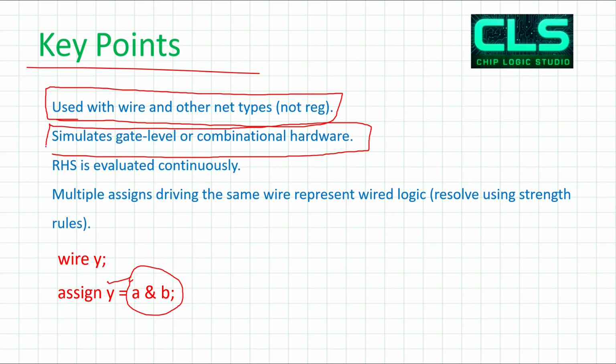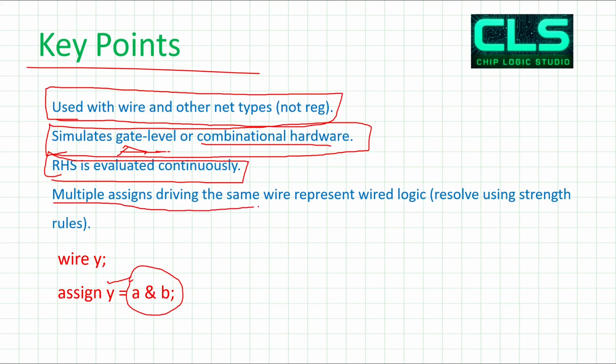So you can create this type of circuits here, both gate level and combinational circuits. Gate level modeling and combinational modeling, I will explain this part in coming videos. And combinational hardware is like you can create a multiplexer and anything with that. Okay, now the RHS is evaluated continuously. As I said earlier, it is continuously assigning. So here our RHS is continuously assigning to our LHS.